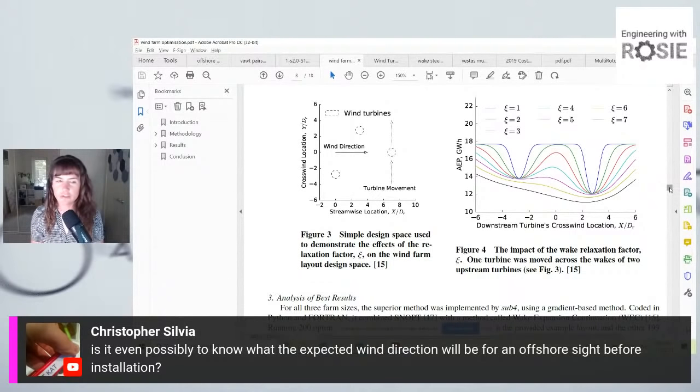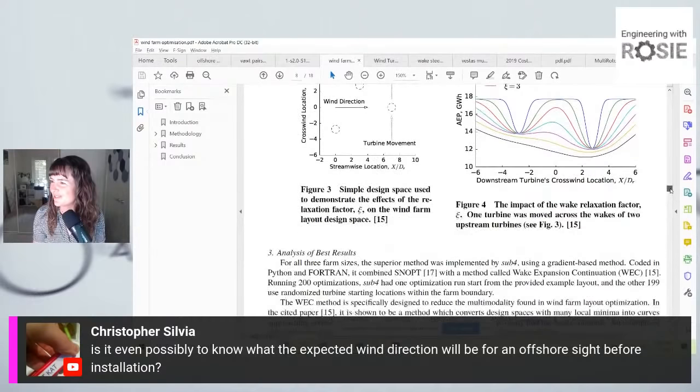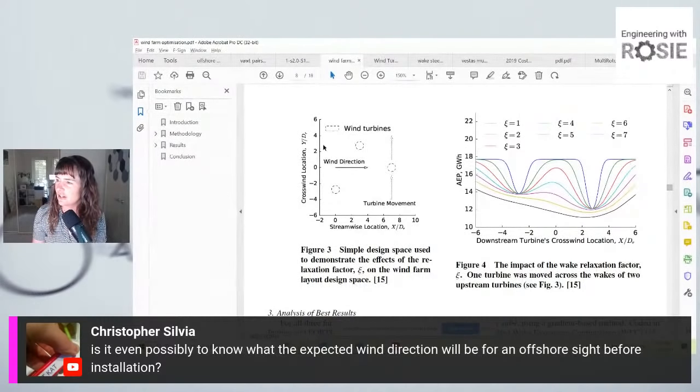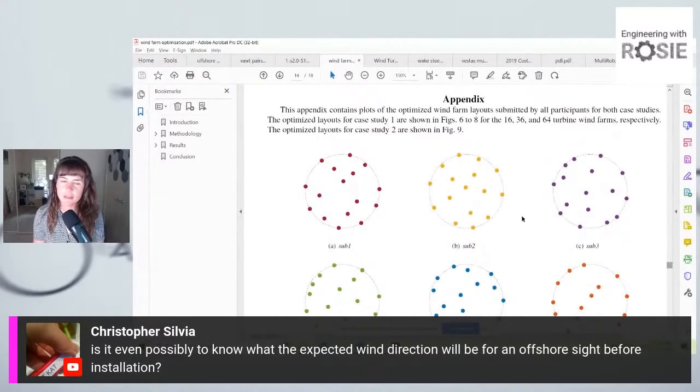So there's a lot of research trying to figure out ways to get good results without using the whole world's computing power just to optimize wind farms. This shows how they do it. You take the wind direction and then you allow the wind turbines to move within the farm. In this one, it was a competition between a bunch of different people working on optimizing wind farms. They gave them all the same problem, and these are the optimized layouts.